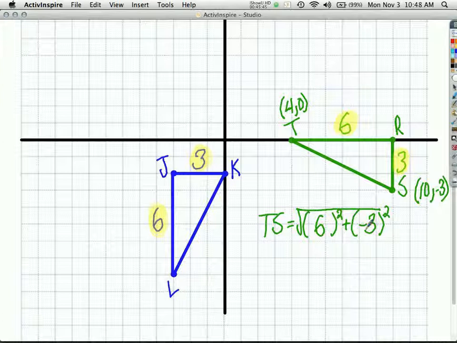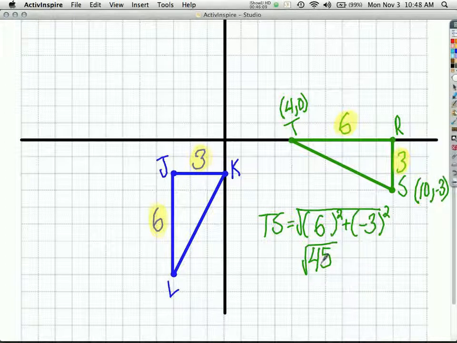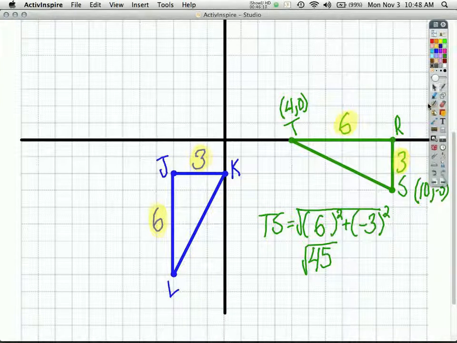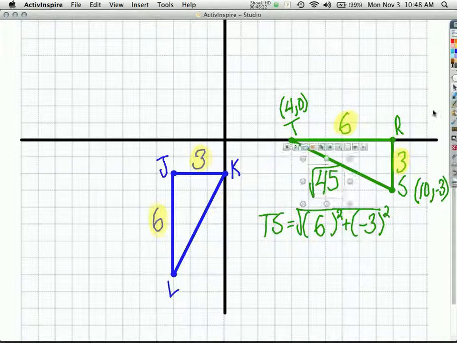I'm not sure. That could be a coincidence. Keep paying attention on another one, see if it happens again. Okay, so we got 6 squared is 36, and -3 squared is 9, so we've got 36 and 9. So we got the square root of 45, and we don't need to actually simplify it because we just need to know, is KL going to be the same distance? So we now know this distance right here is radical 45.